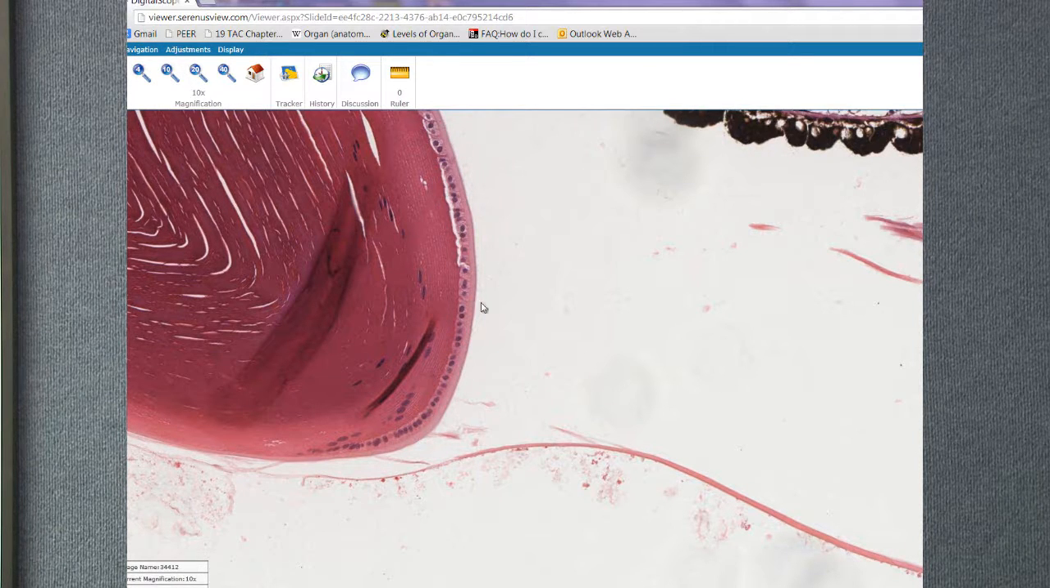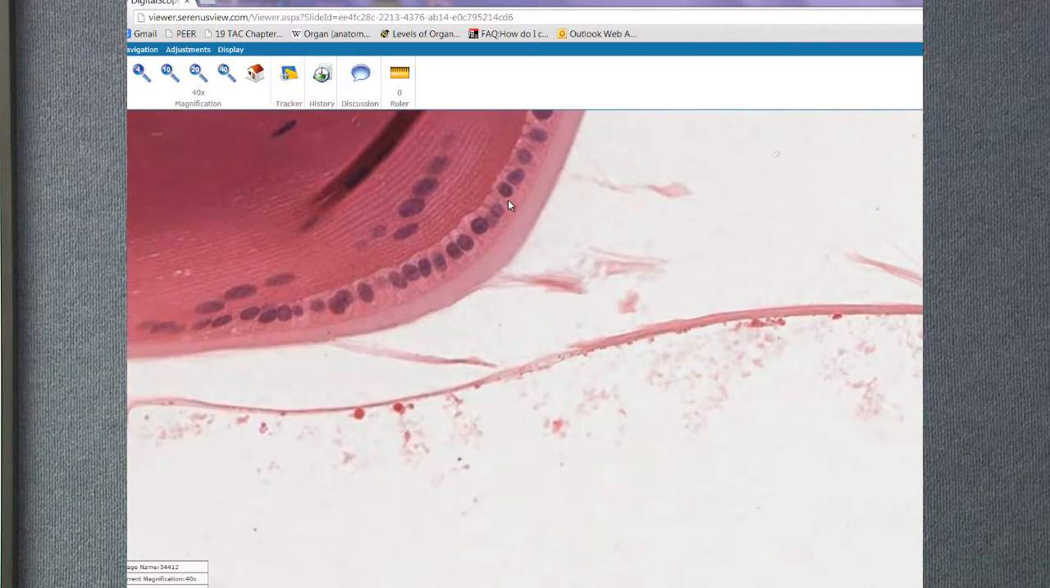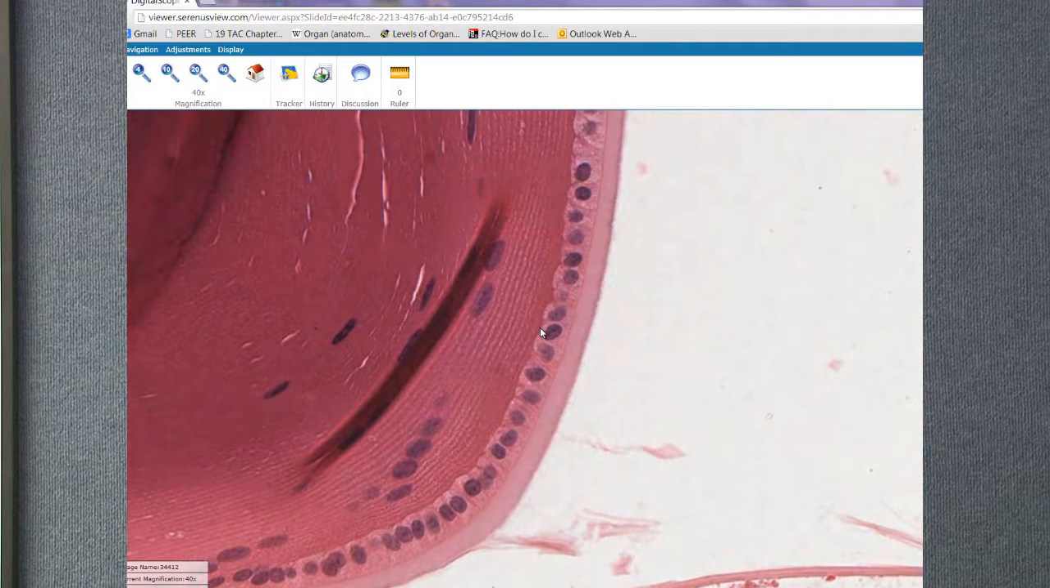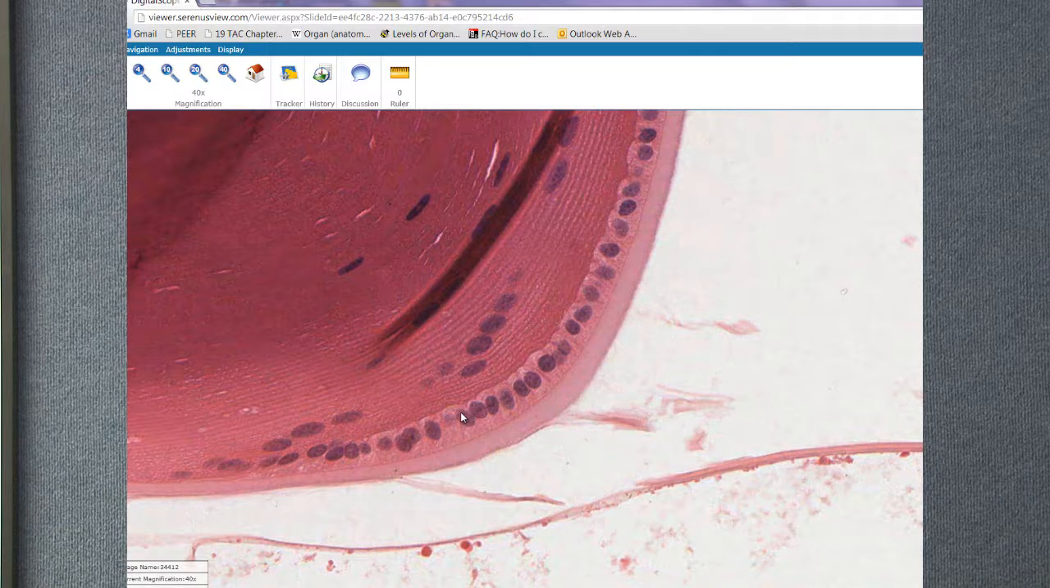But whenever you go to this portion of the lens, these little cubes become elongated structures. And so you can see how they're elongated. These are the lens fibers that are inside there. And so we can see those structures on there.